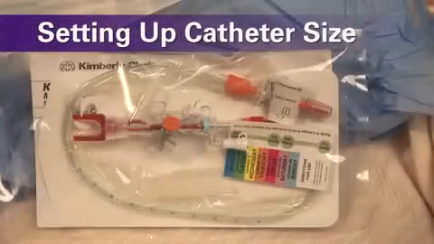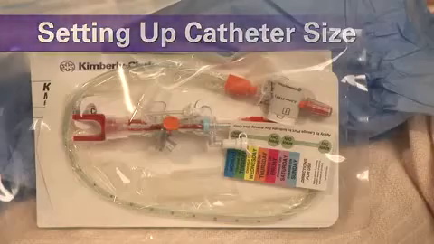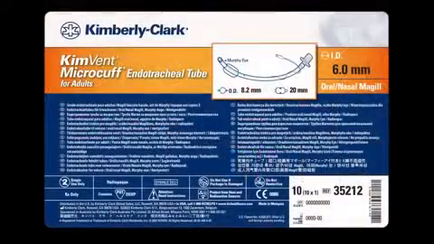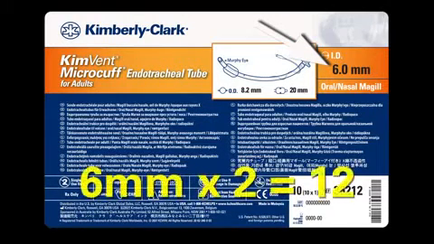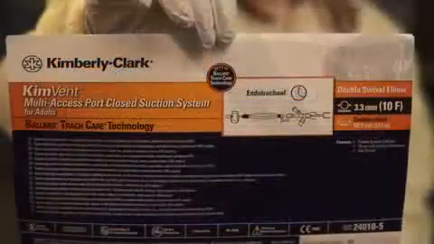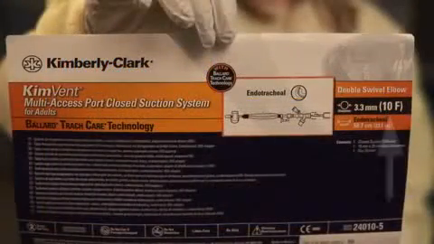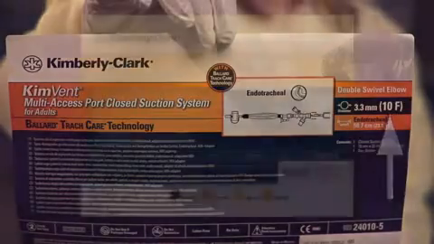Before setting up the procedure, wash your hands according to your unit protocol. To set up the procedure, first select the appropriate size KimVent MAP closed suction catheter. To calculate the correct size catheter, multiply the endotracheal tube diameter by 2. In this case, 6 millimeters times 2 equals 12. Then use the next smallest size catheter, which in this case would be a 10 French.